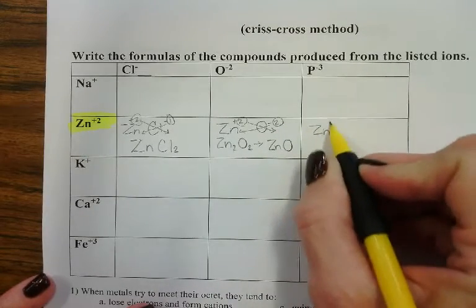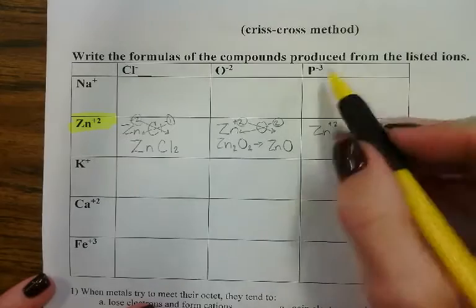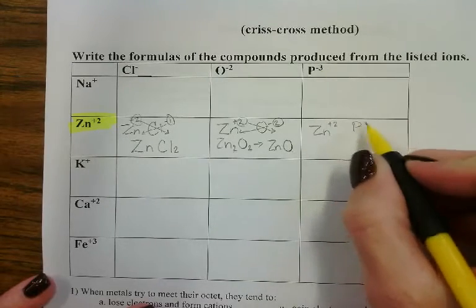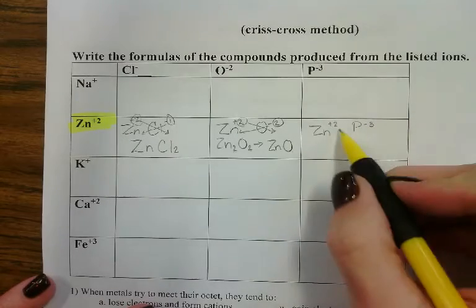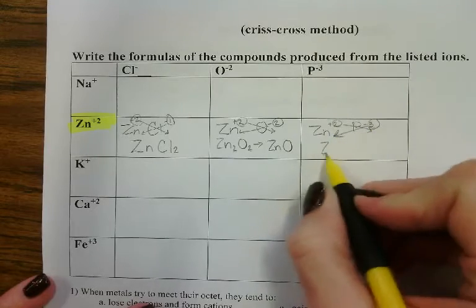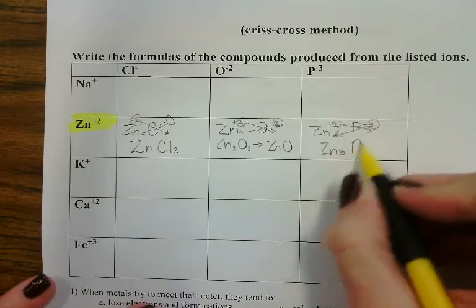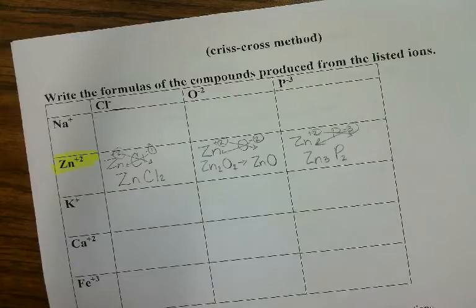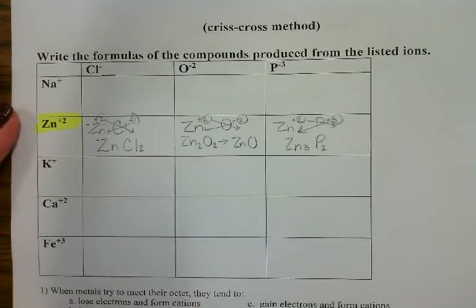Okay, last one, zinc and phosphorus. Zinc has a +2 oxidation number. Phosphorus has a -3 oxidation number. Crisscross that 2 and the 3, and you get Zn3P2. Way easier than drawing all those lines, isn't it? Crisscross, pretty easy.